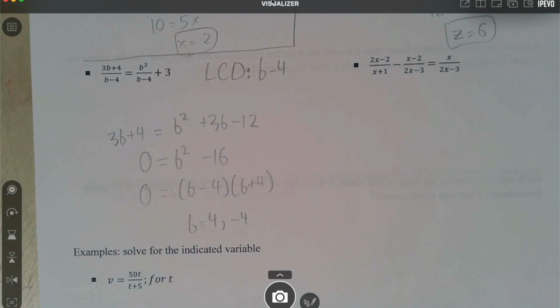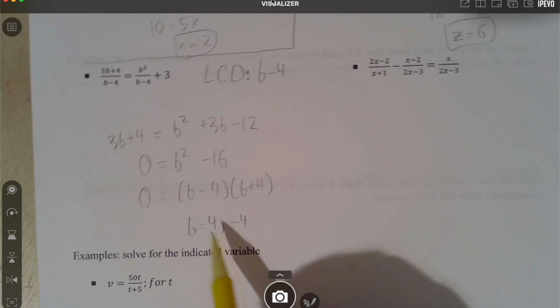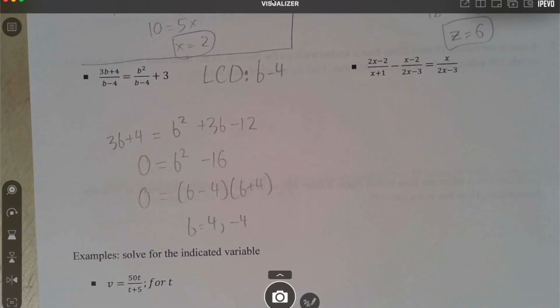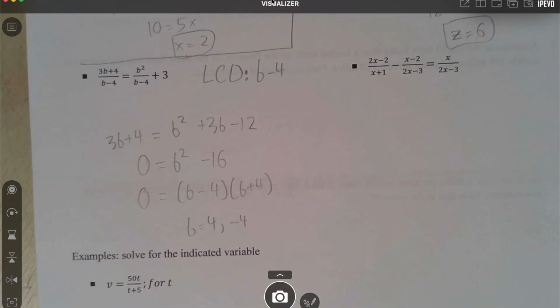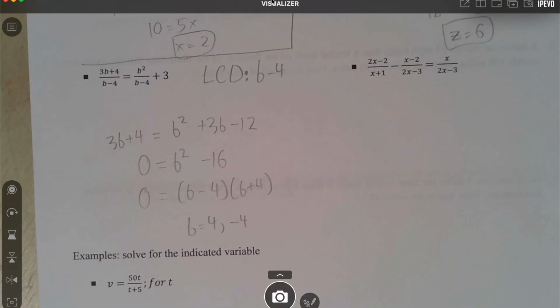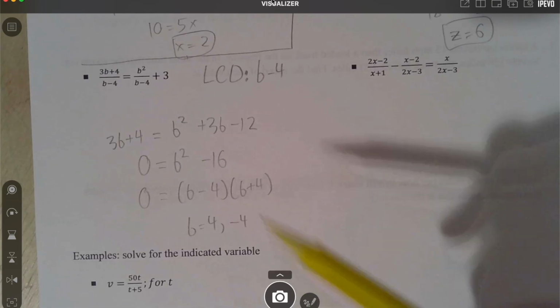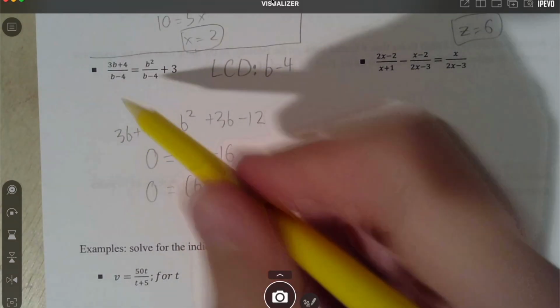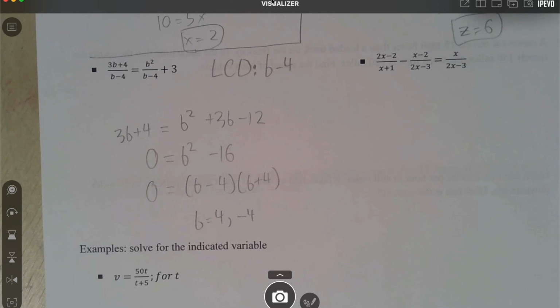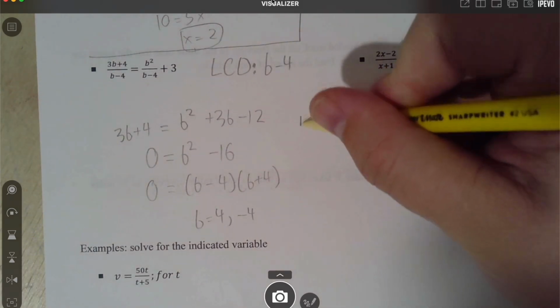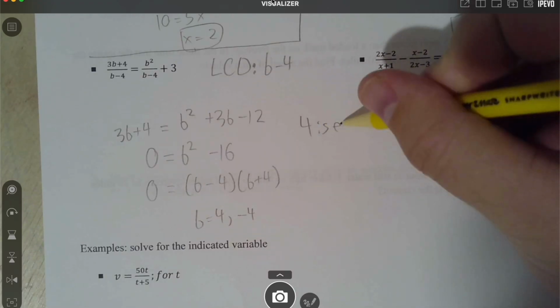But here is the crux. Can these be plugged into the original? Well, if I plug in 4 into the original, I would get 0 in the denominator. So in other words, I know 4 isn't going to work right away. Stop, you're done. What I should do is be a good mathematician and verify that negative 4 works as well. But I've already done that together in lecture, and I know it does. But we'll say 4 is extraneous.